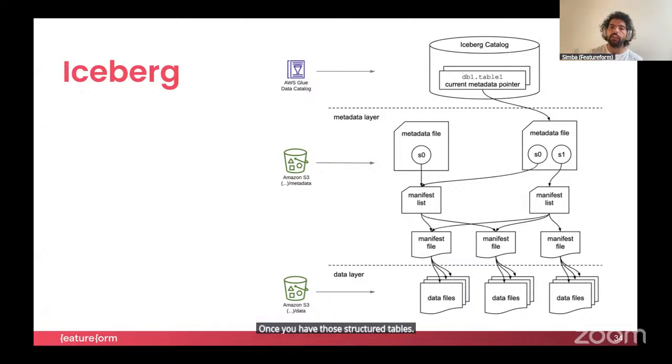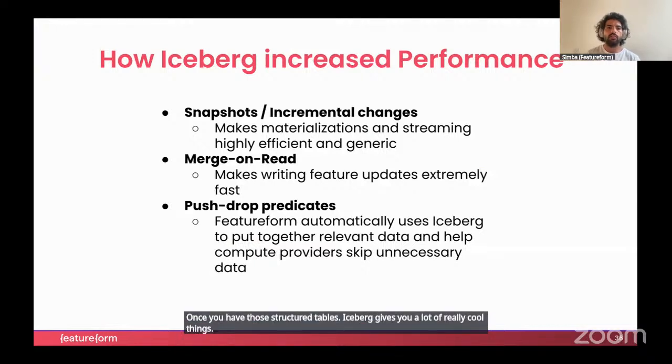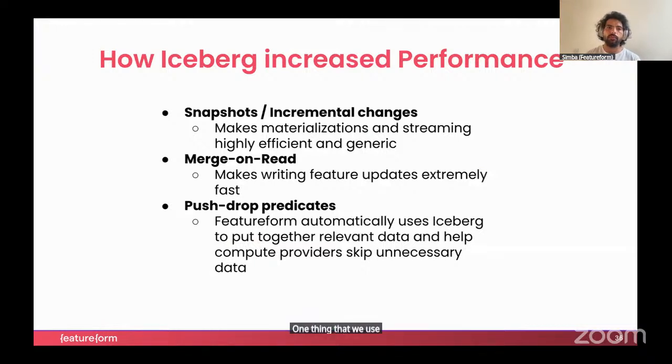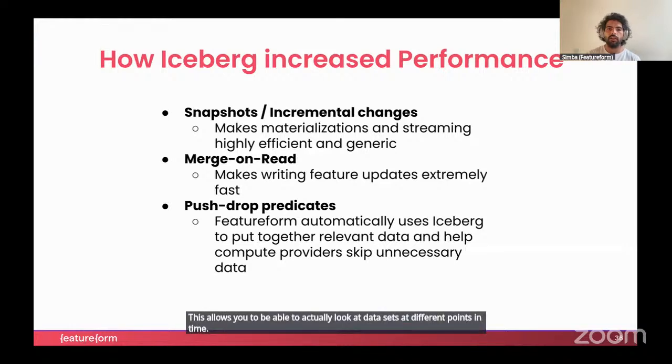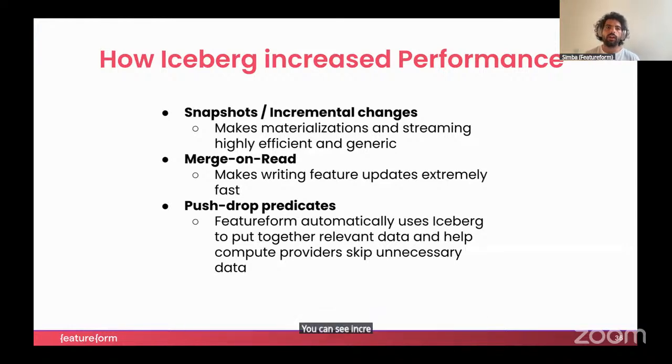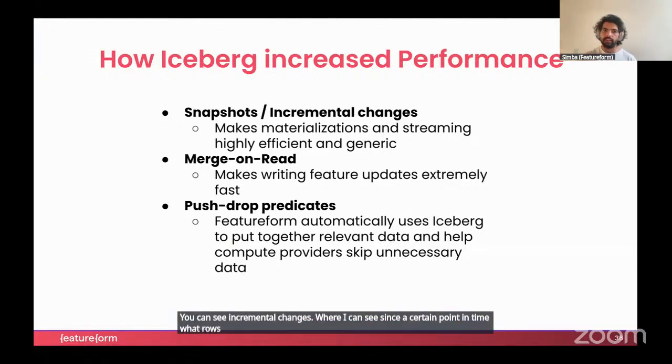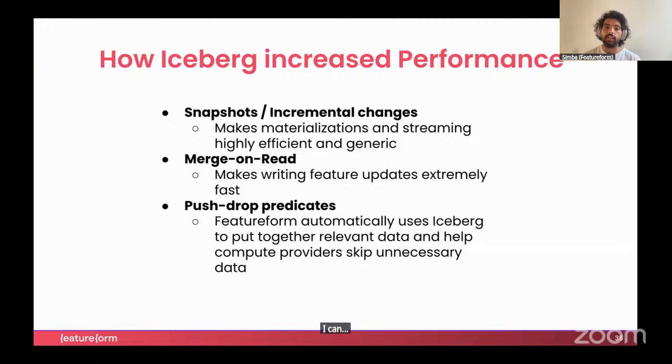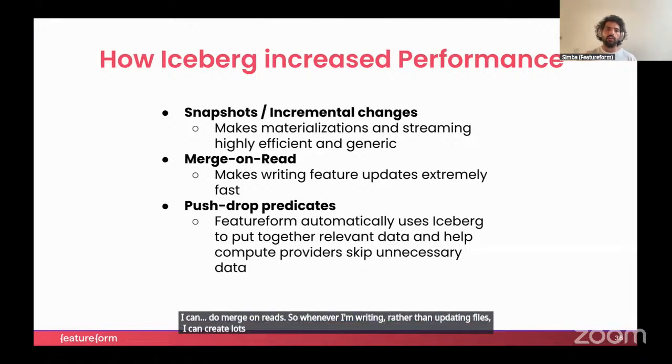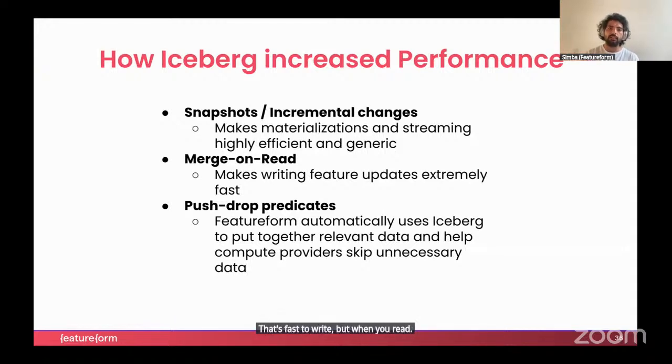Once you have those structured tables, Iceberg gives you a lot of really cool things. One thing that we use quite a bit at Featureform is snapshots. This allows you to actually look at data sets at different points in time. You can see incremental changes, where I can see since a certain point in time what rows have been added, deleted, changed. I can do merge on reads. So whenever I'm writing, rather than updating files, I can create lots of new files. That's fast to write, but when you read, it's more expensive.